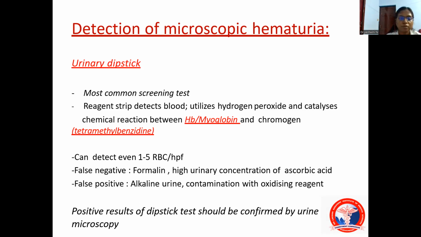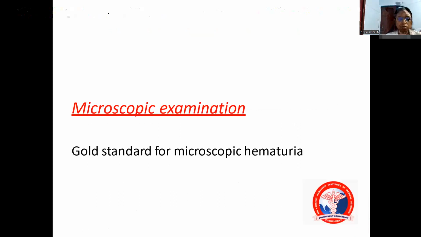There could be false positive and false negative dipstick results. False positive means there is no hematuria but your dipstick is positive, as with alkaline urine and contamination with oxidizing reagent. False negative means you have hematuria but your dipstick turns out negative, as with high urinary concentration. Ascorbic acid will lead to false negative. So you should always confirm with urine microscopy, the gold standard for microscopic hematuria.